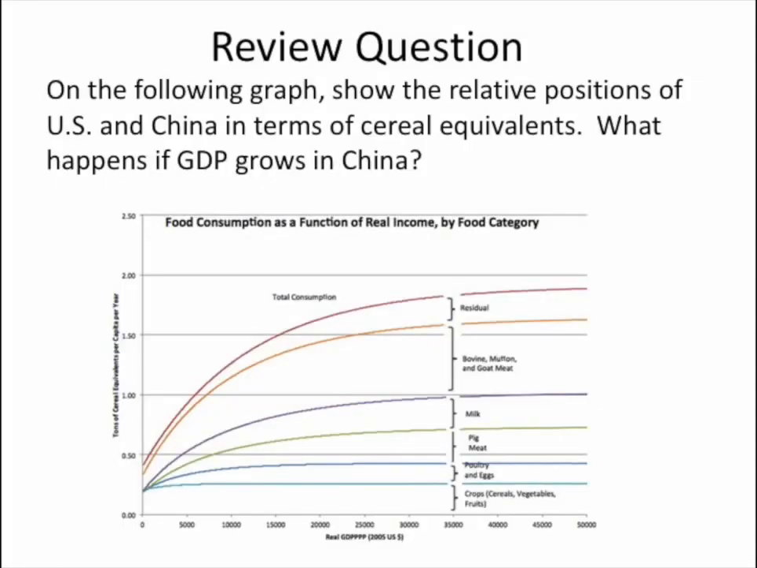Here's our review question from this module. On the following graph, show the relative positions of U.S. and China. Put U.S. and China on there. Indicate what this graph would indicate about their cereal equivalents, and what would happen if GDP continues to grow in China. That's our review question, and this is the end of this first module.